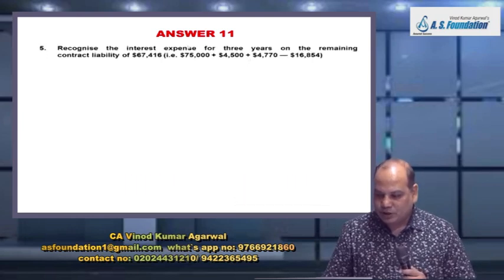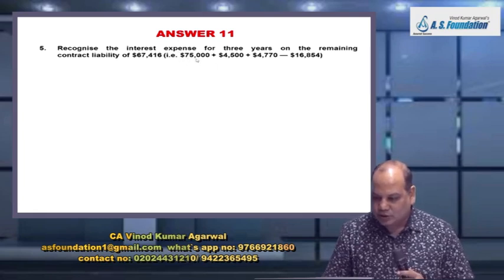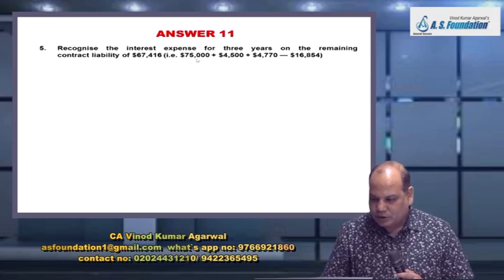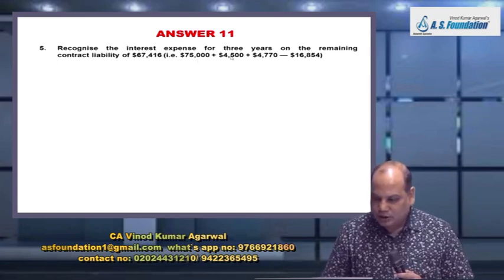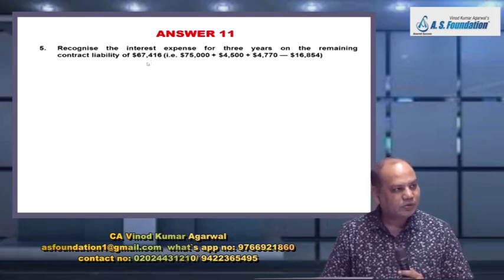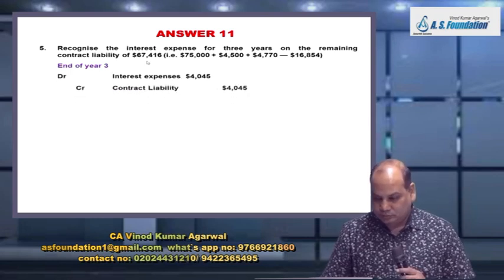Now my carrying amount will change. So first you understand this carrying amount right now. In the beginning we had 75,000. Add interest for 2 years. Minus this much revenue recognized. So beginning of year 3, the balance is 67416. Is it right? Check. So calculate interest on that for year 3.